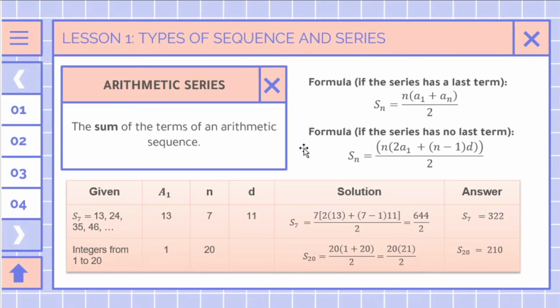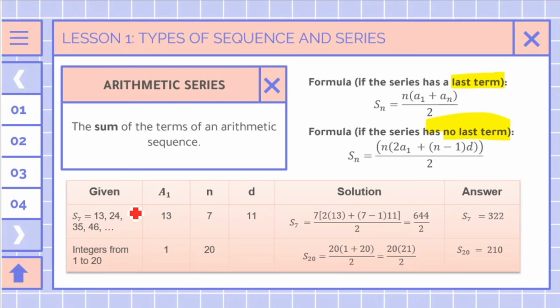So for our next type, we have the arithmetic series. An arithmetic series is just the sum of the terms of an arithmetic sequence. We have two formulas here. We have S sub n is equal to n times a sub 1 plus a sub n, all over 2. We will use this if the last term is given. Then if the last term is not given, you'll use S sub n is equal to n times 2a sub 1 plus n minus 1 times d, all over 2.